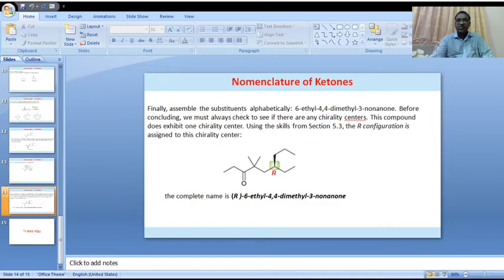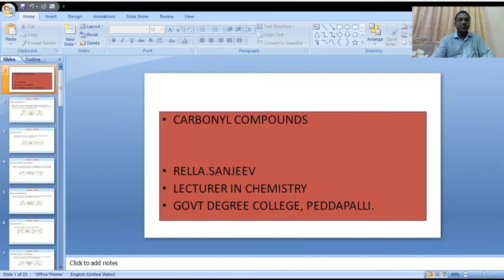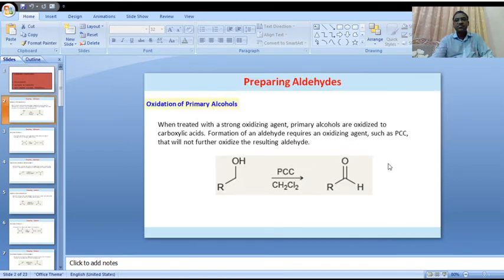Okay, this is brief about isomerism. Now we will go to preparations. First, the preparation of aldehydes. Here, please observe the preparation method: oxidation of primary alcohols.